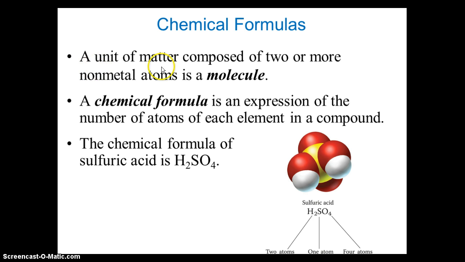Now, a unit of matter composed of two or more non-metal atoms is a molecule, and a chemical formula is an expression of the number of atoms of each element in a compound. You can see in this example, sulfuric acid, the formula is H2SO4, where you can find two atoms of hydrogen, one atom of sulfur, and 4 atoms of oxygen.